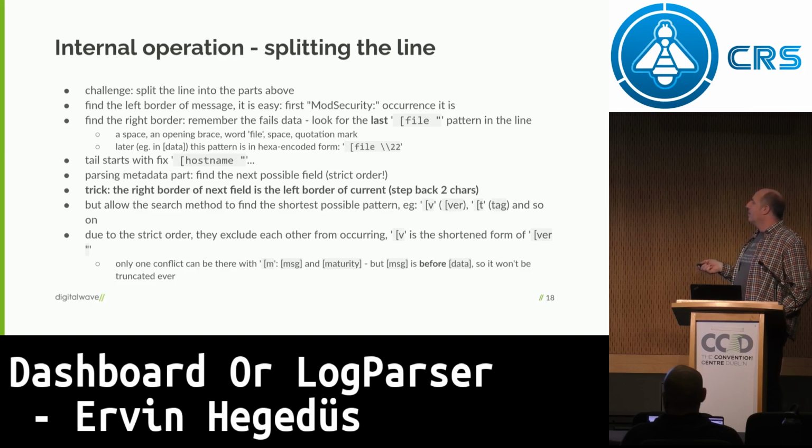For example, if the algorithm recognizes 3 characters of the pattern, then we can say, okay, this is what we are looking for. So we can find the truncated V, which is the version, or a T, which is the tag, and truncated tag fields, and so on. Due to the strict order, they exclude each other from occurring. For example, V is the shortened form of version, and only one conflict can be there, the single M character, which can be MSG or maturity, but MSG is before the data, so it's never truncated.